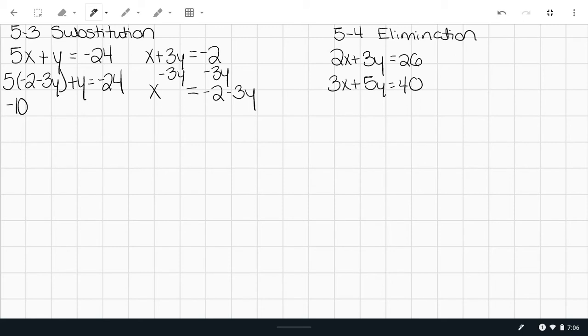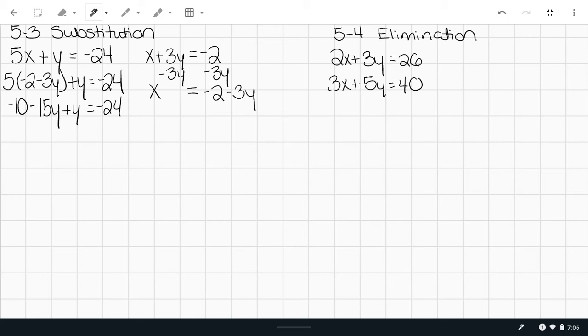When I multiply 5 times the 3y, I need to realize that that is a subtraction sign, or we can look at it as a negative sign in front of it. So I'm going to bring down that subtraction sign, and 5 times 3y is 15y. So it's like a -15y right there. And then I continue writing the equation. I have plus y, I have equals -24.